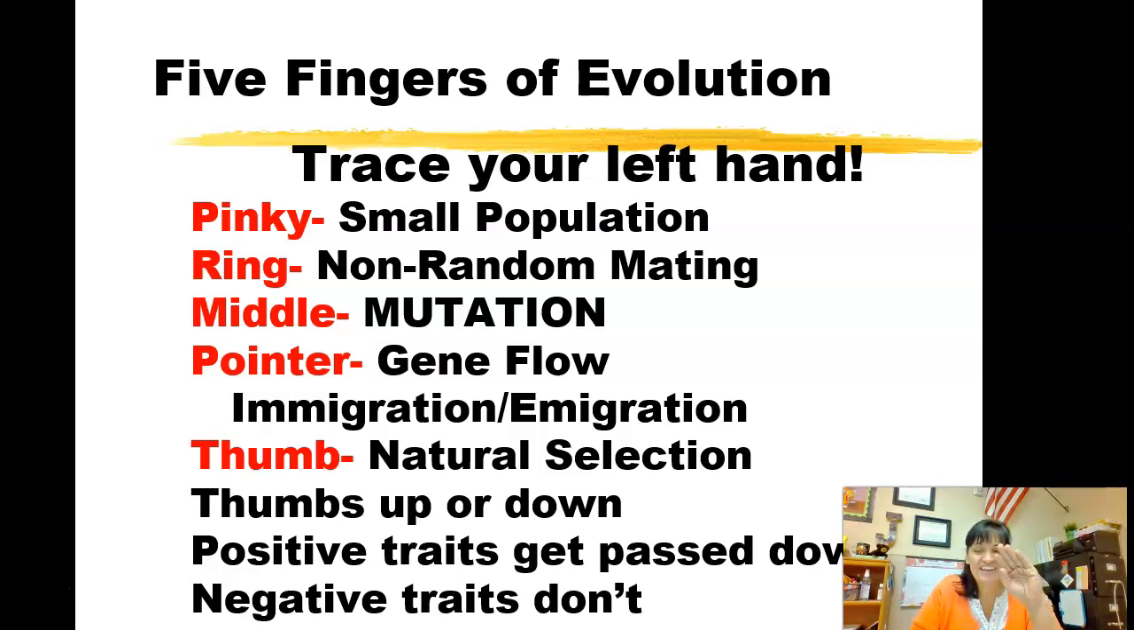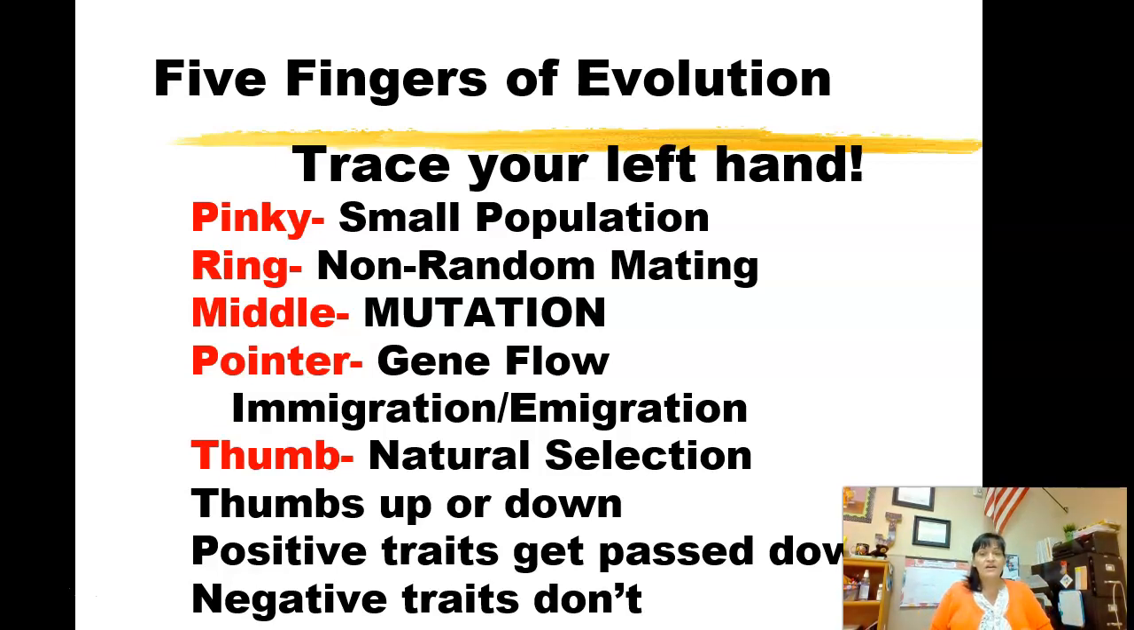Mutation. Pointer finger, 1, 2, 3. Gene flow. Immigration coming in, emigration going out. And then thumb. Adaptations or natural selection. Thumbs up, good traits. Thumbs down, bad traits. So do it again with me real fast. Small population, non-random mating, mutation, gene flow, immigration, emigration, adaptations or natural selection, good traits, bad traits.